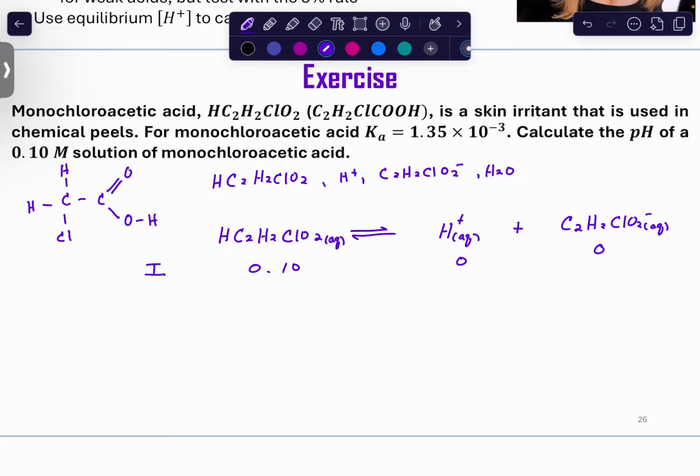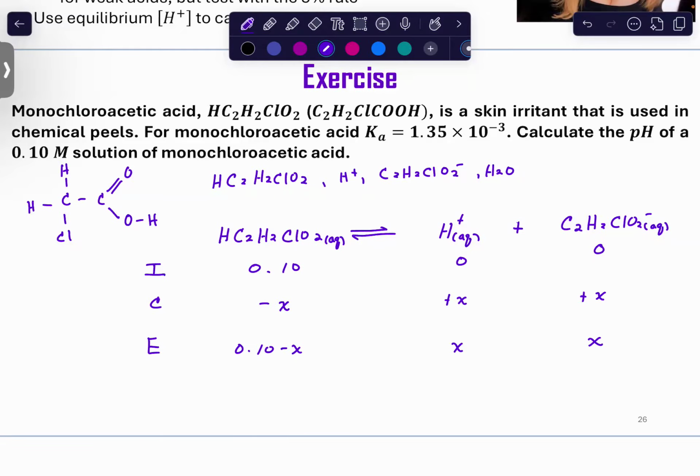That automatically tells us which way the reaction is going to go. So your change is plus and plus. Then your equilibrium values. You look at the coefficients of the equilibrium equation, they're all ones, so that's why you have a 1 in front of each x.